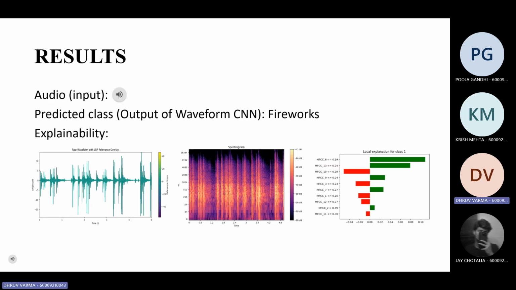Coming to the results part, as we framed earlier, we had a particular raw waveform with LRP relevance overlaid on it in the form of visualizations. On the contrary, we also had a spectrogram where LIME was applied. In our model, we focused on global interpretability, whereas LIME is only focused on local interpretability. So these two had different phases.